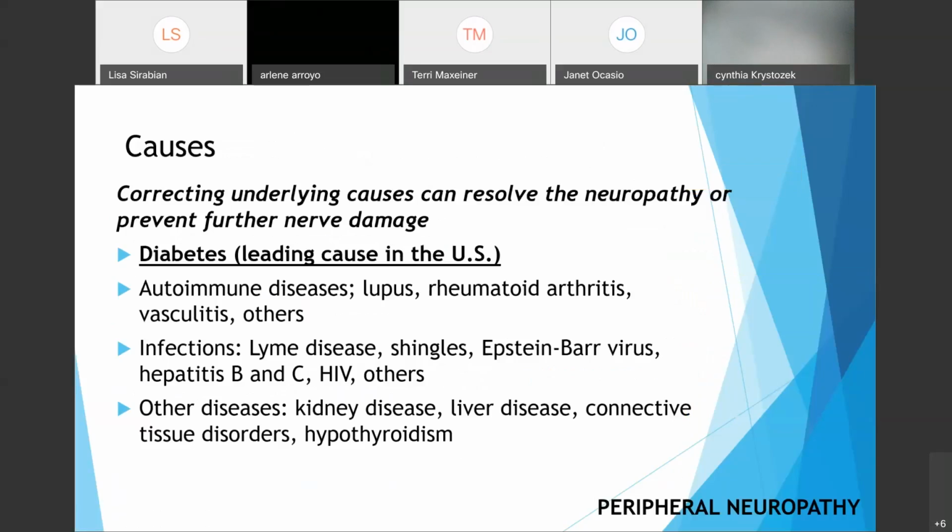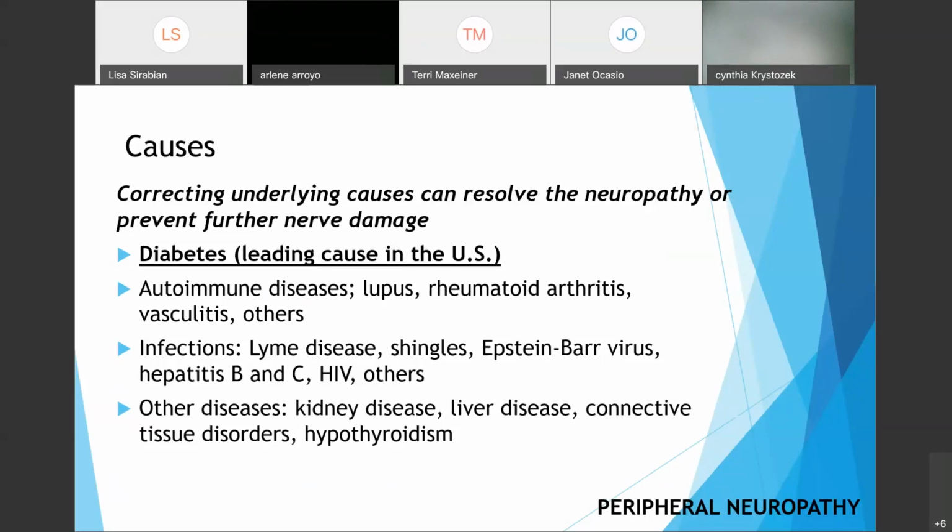Causes, there are two slides on causes. There are a lot of contributing factors to this. It says at the top, correcting the underlying cause can resolve the neuropathy. Obviously, that would be if we're catching that very early to resolve the neuropathy. Or we can prevent further nerve damage, which is good. That gives us hope that the better job we do at managing the underlying causes, the more help we can give with the neuropathy itself.